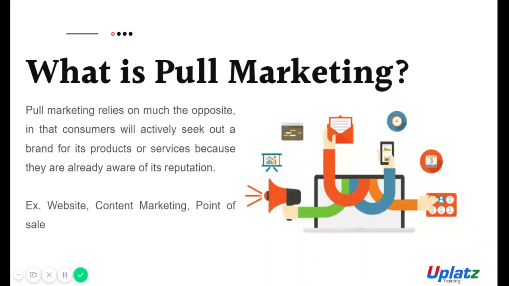Now, what is pull marketing then? Pull marketing relies on much the opposite, in that consumers will actively seek out a brand for its products or services because they're already aware of its reputation. What are the examples? Website, content marketing, point of sale. As the name suggests, it's about pulling customers to your point of action. In the offline world, stores are the best example.